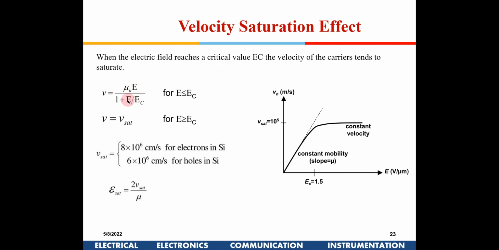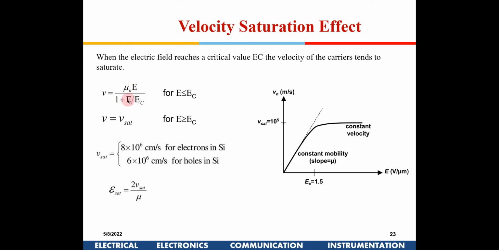So when the electric field is much lower than the critical value, Ec is the critical electric field. E is the normal electric field, VDS divided by L. So when E is much smaller than Ec, this term can be neglected. You can say velocity is mu n E.